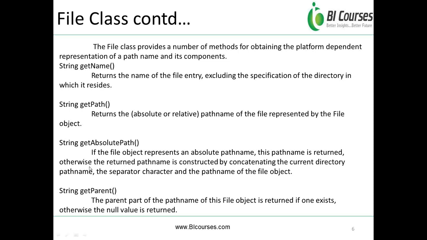So what it does: if the File object represents an absolute path name, then that path name will be returned. Otherwise, the returned path name is constructed by concatenating the current directory path name, the separator character, and the path name of the File object. And also we have getParent. The parent part of the path name of the File object is returned if one exists. Otherwise, a null value will be returned.